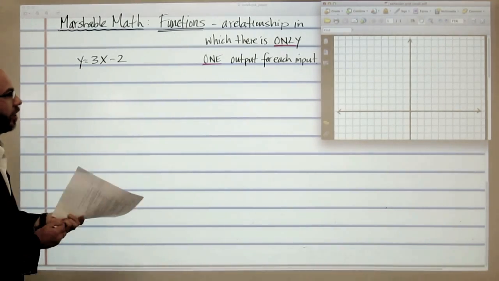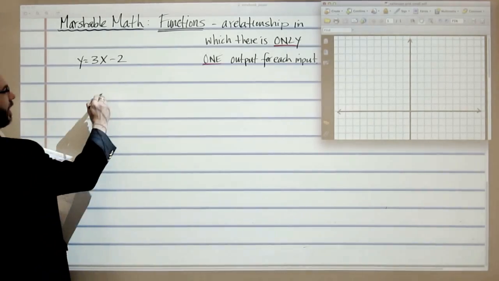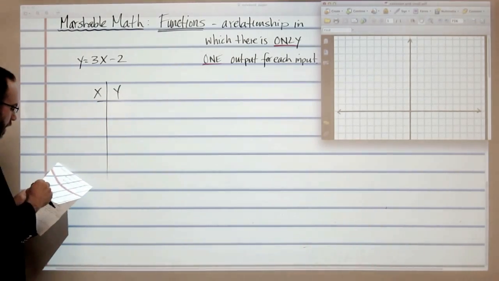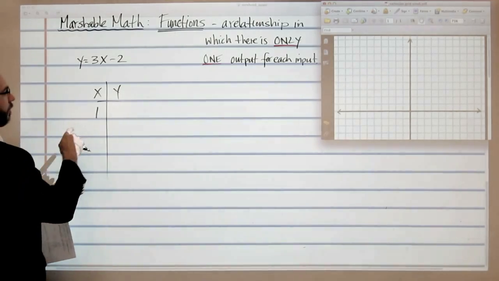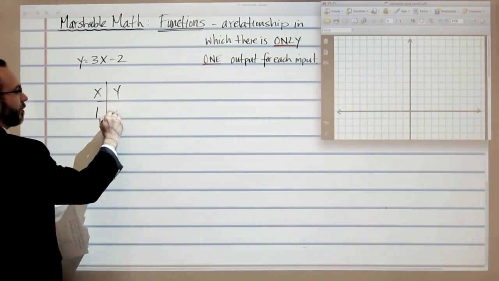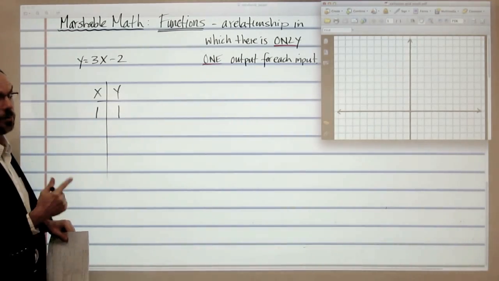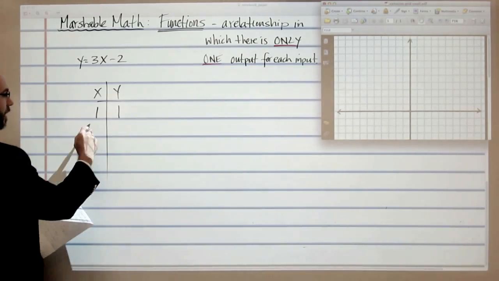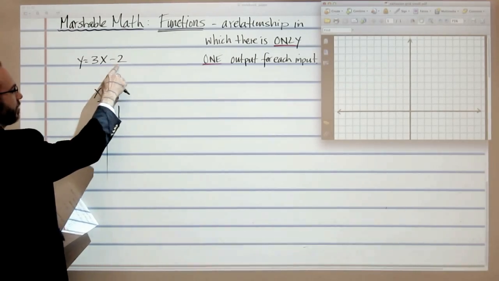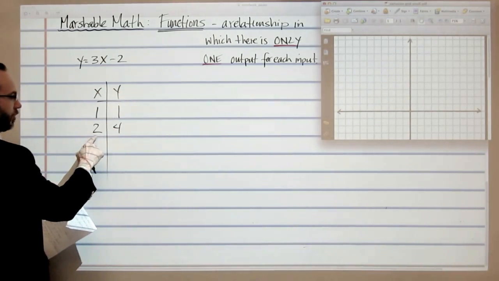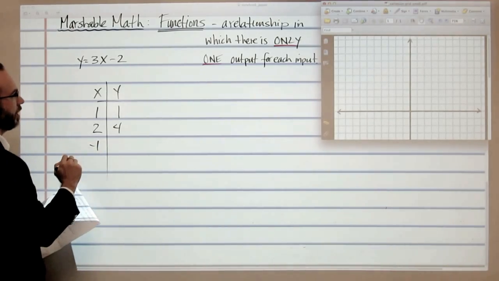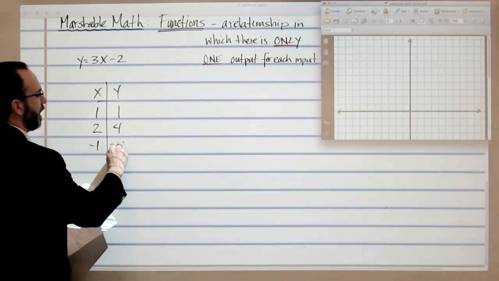And let's take a look at what we get here. If I just do a table of values, I put in values for x and see what I get for y. If I put in 1 for x, what is y? Well, 3 times 1 is 3 minus 2. That gives me an output of 1. Follow? You've done stuff like this before? So if I put in 2, 3 times 2 is 6, minus 2 is 4. Input of 2, output of 4. If I put in negative 1, you'll see that I should get negative 5.